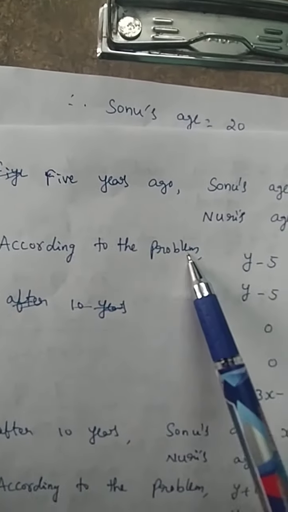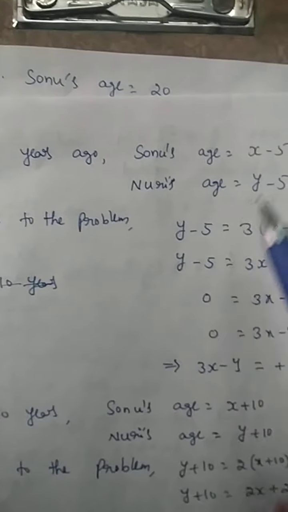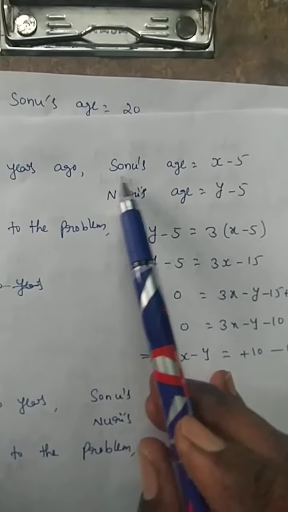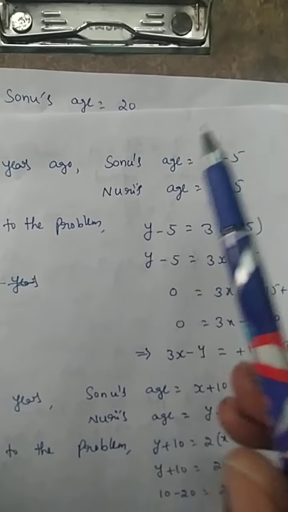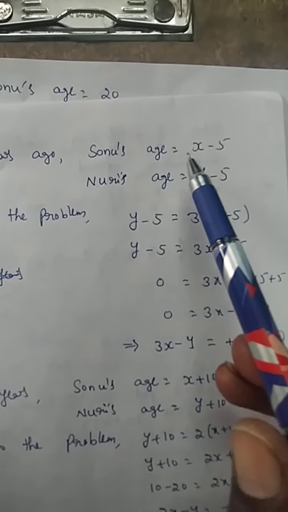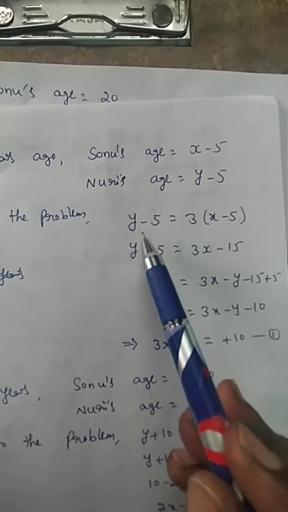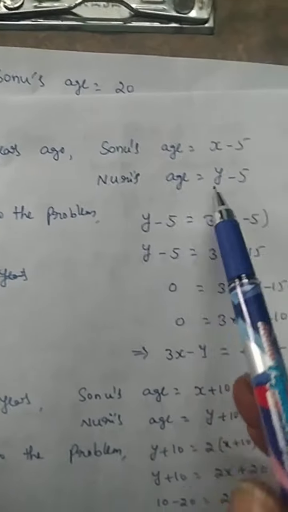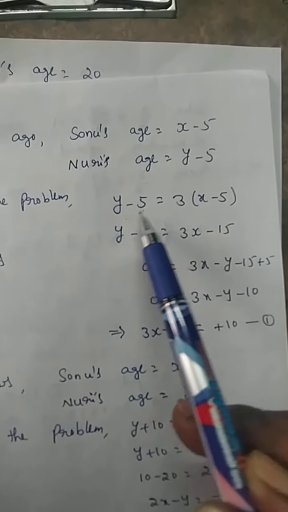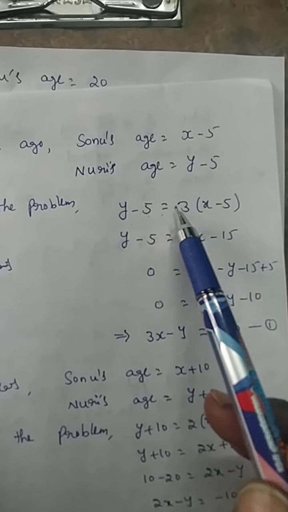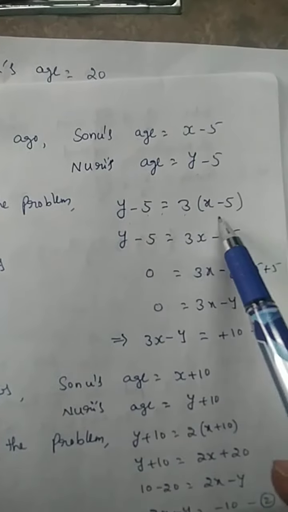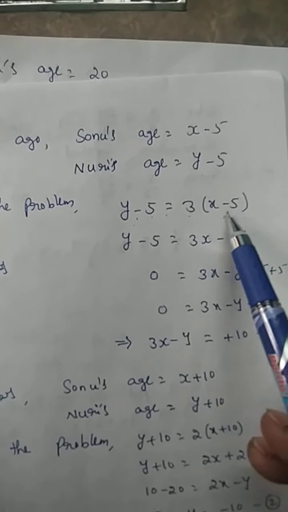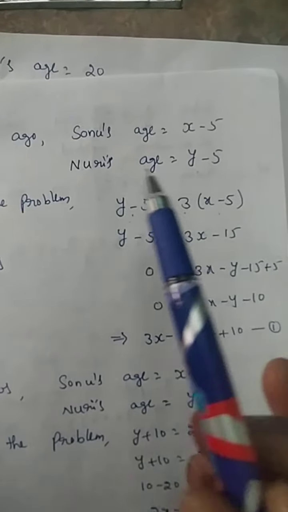According to the condition, Noori's age is equal to thrice of Sonu's age, meaning 3 times Sonu's age is equal to Noori's age. What is Noori's age? y minus 5, 5 years ago, as they mentioned. So y minus 5 is equal to 3 into Sonu's age, x minus 5. This is a mathematical statement according to the given condition.